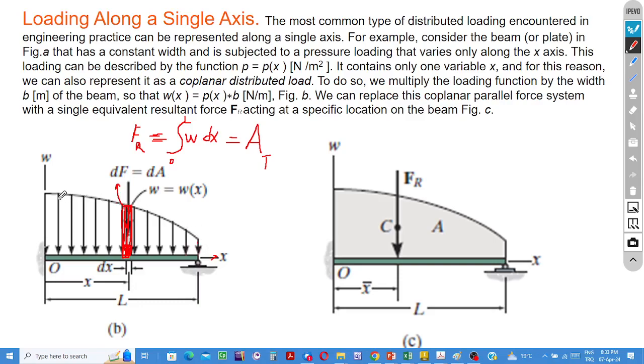This area is a special area. One dimension is in distance units, but the other dimension is in force units per length. So the area corresponds to the magnitude of the resultant force, and its unit is the newton in the SI unit system. At the intermediate stage, mind that this is the consideration.